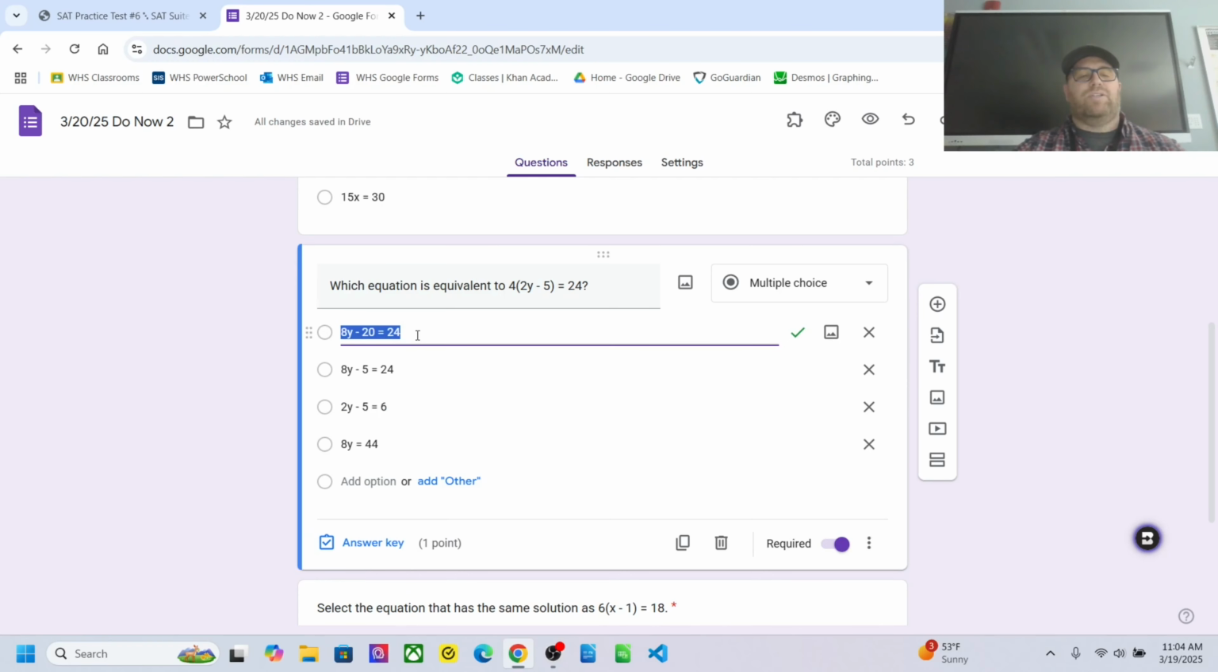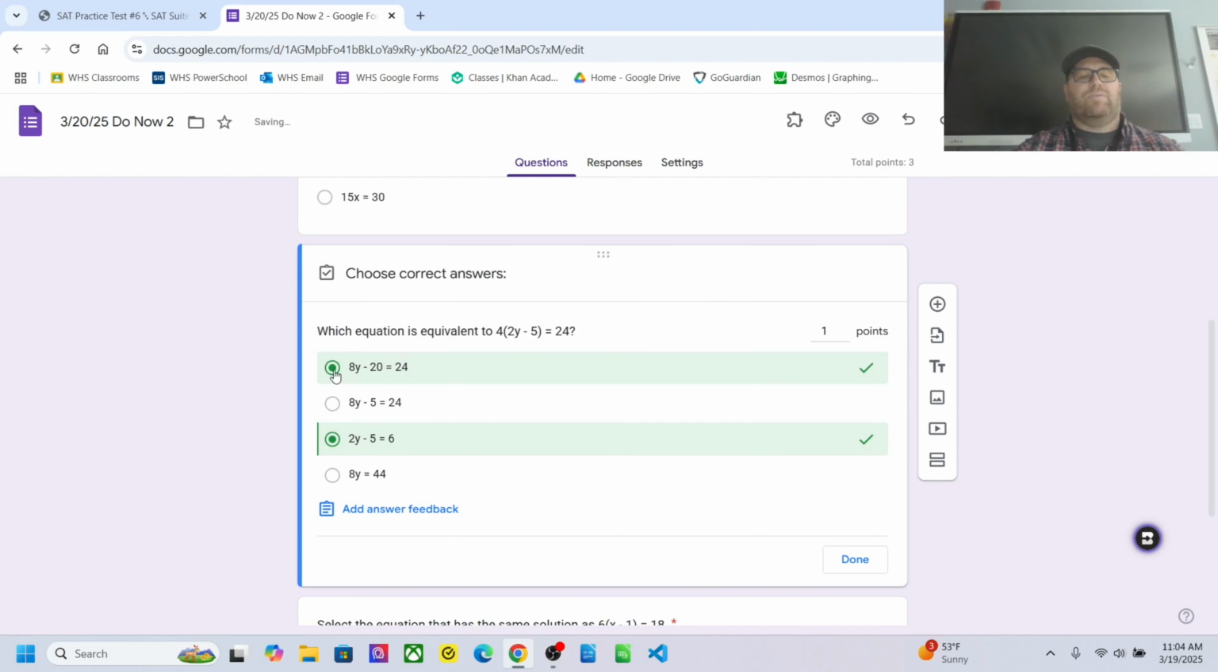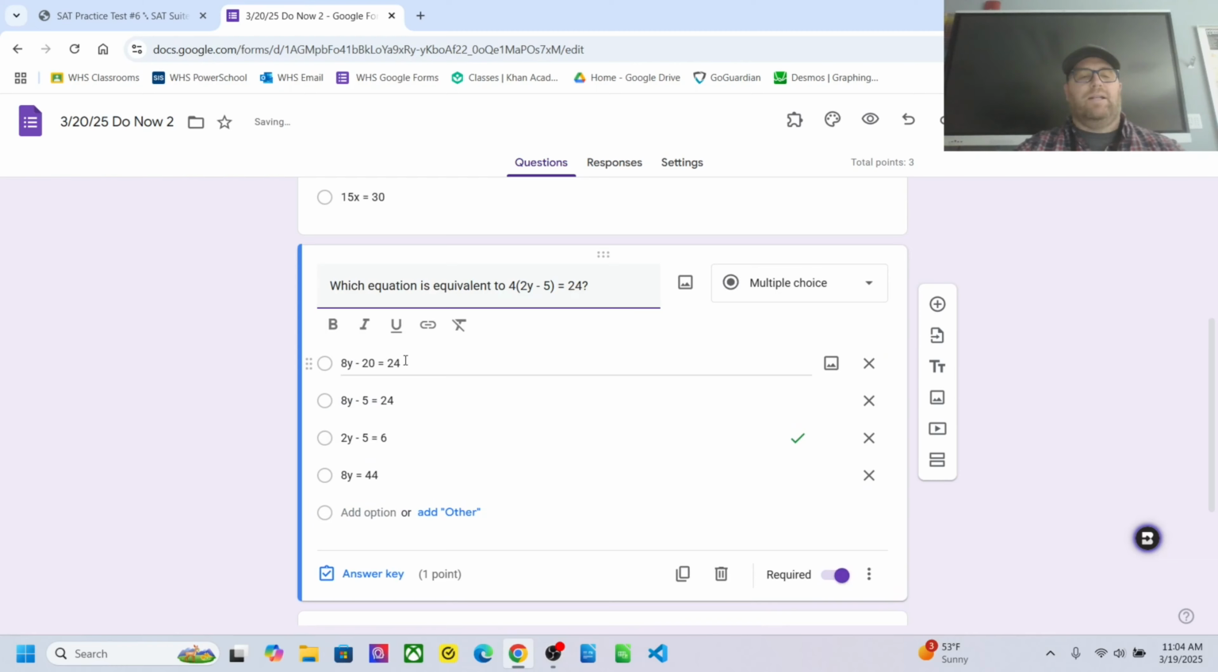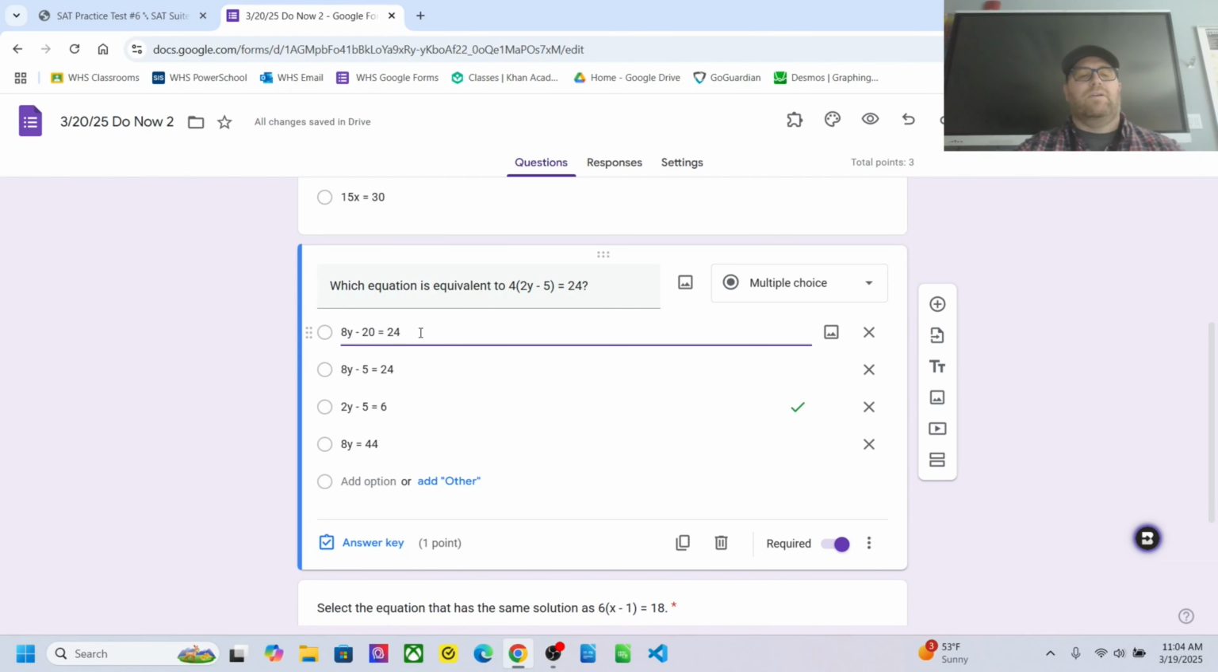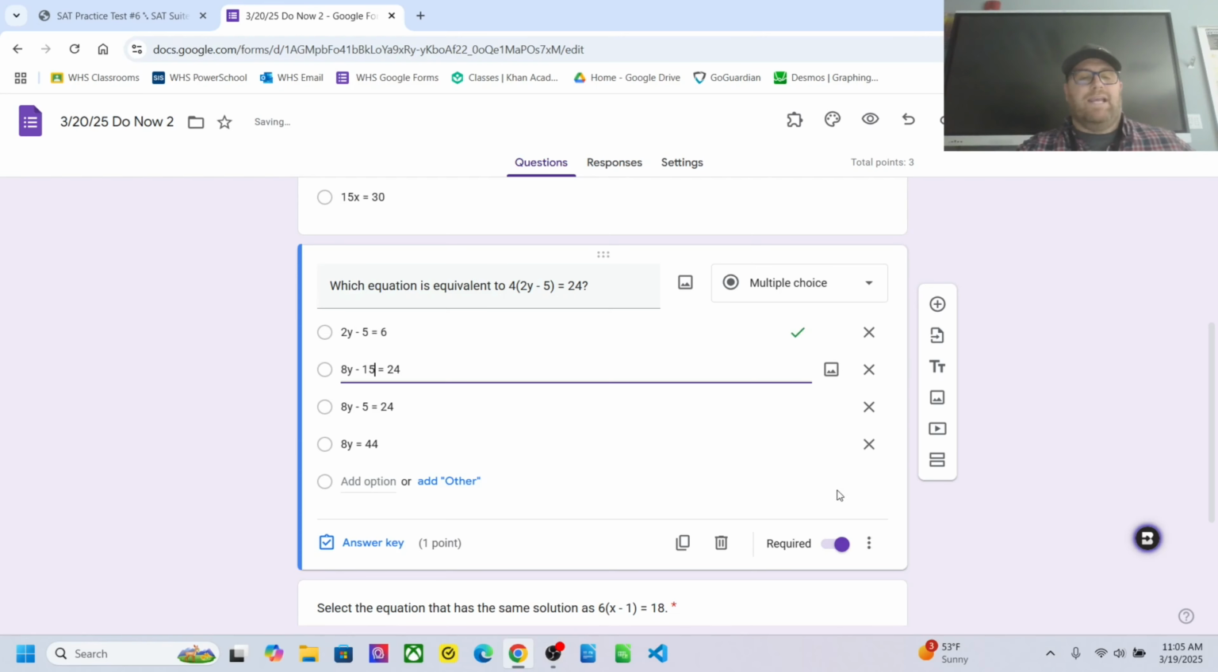So I'm going to change this one. Well, I'm going to go to the answer key. I'm going to make this right, this not right. Click done. And I'm going to make sure that this is incorrect. So I'm going to say minus 15 here, just to make it a little different. Okay, now this one is the correct solution. Let's move it up to, I don't know, here, or it can move to A.